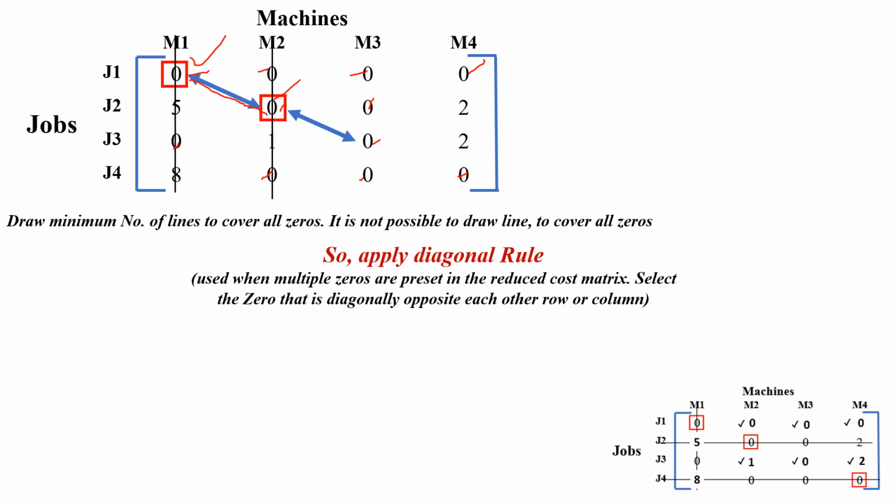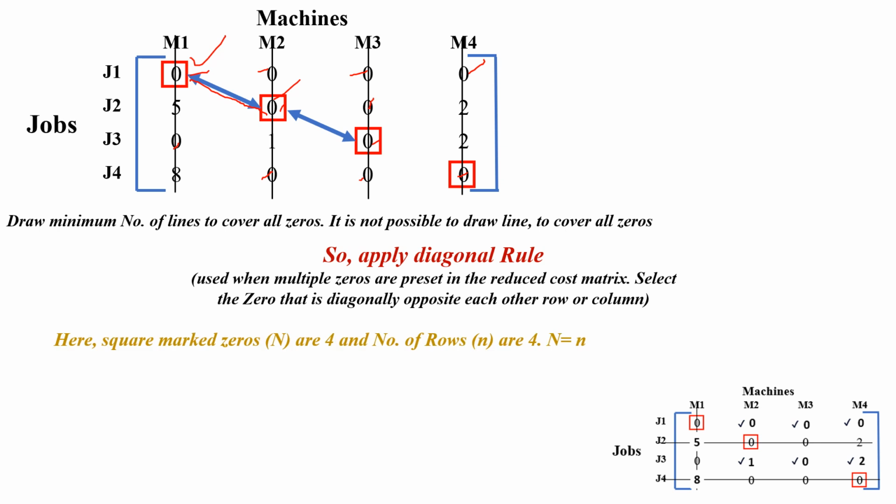Next, in the third row there is only one 0. Then I have to select it, mark a square around that 0 and draw a vertical line. And in the fourth row also there is only one 0. So we have to select and mark it and draw a vertical line.